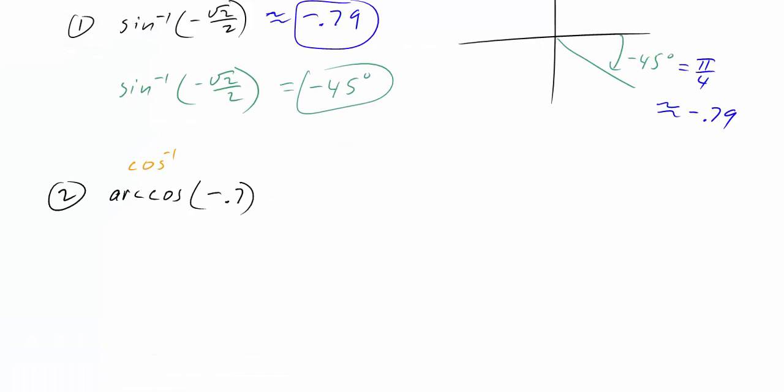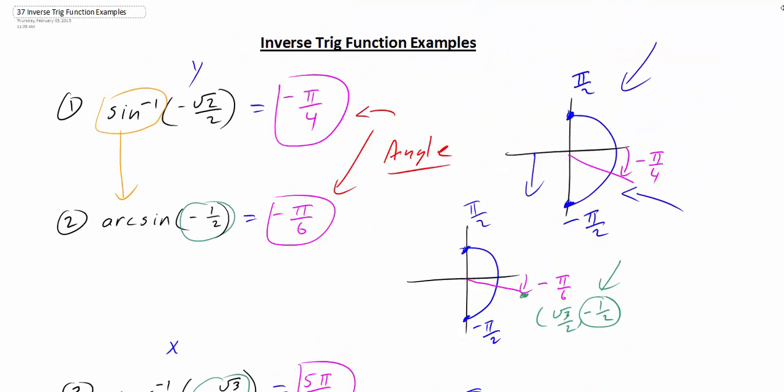So this is approximately equal to 2.35. And again, we know that's in radians because the calculator was in radian mode. Okay, so hopefully now you feel comfortable with evaluating or finding these values using your inverse trig functions.